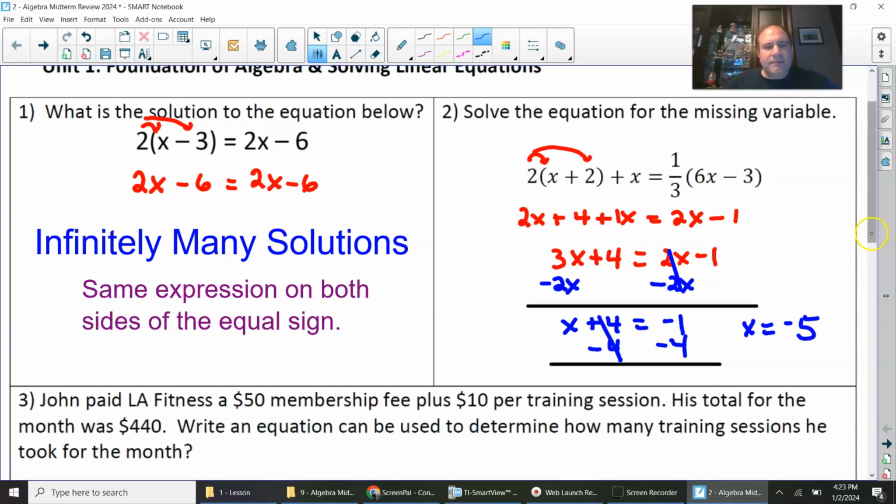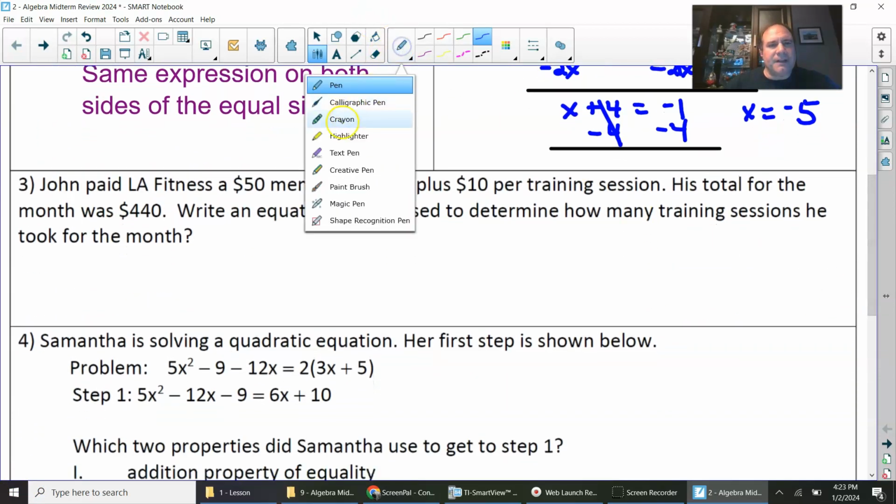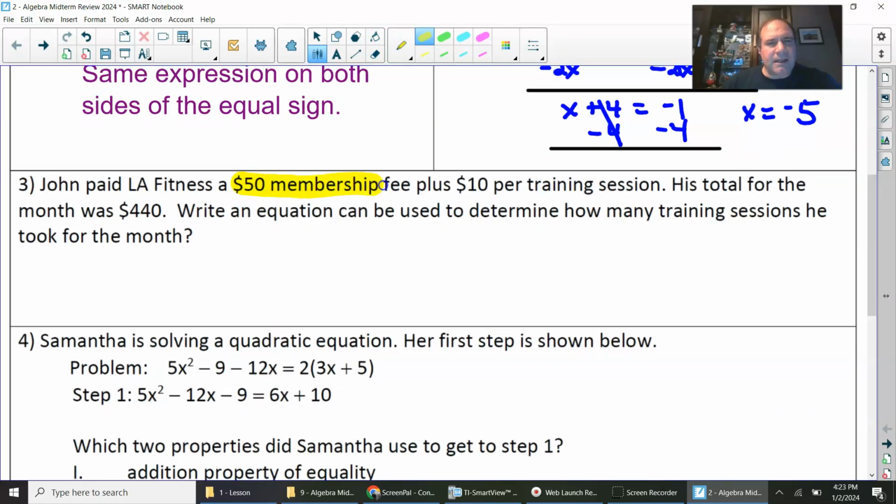Number 3, John paid LA Fitness $50 membership fee. So I'm going to highlight that. Plus $10 per training session. His total for the month is $440. And they just want to write an equation to determine how many training sessions he took for the month. So the way you do this is you take the membership fee. This is the b. This is your initial fee. That's the 50. The $10 per training session is m, is the slope.